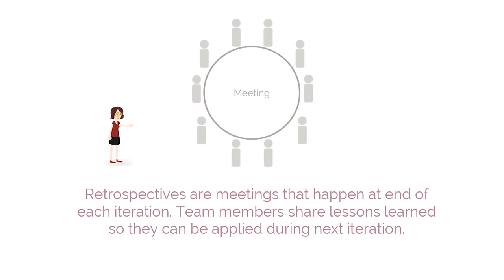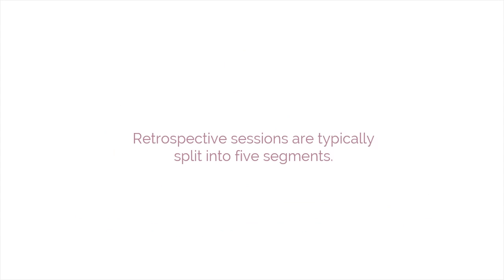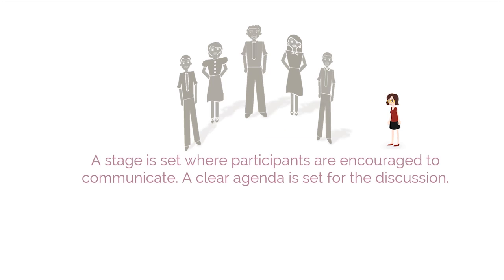Let's begin with retrospectives. Retrospectives are meetings that happen at the end of each iteration. Team members share lessons learned so they can be applied during the next iteration. Retrospective sessions are typically split into 5 segments. The first is setting the stage. Here, a stage is set where participants are encouraged to communicate.